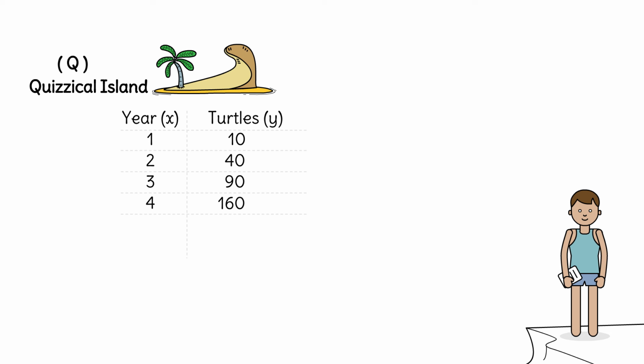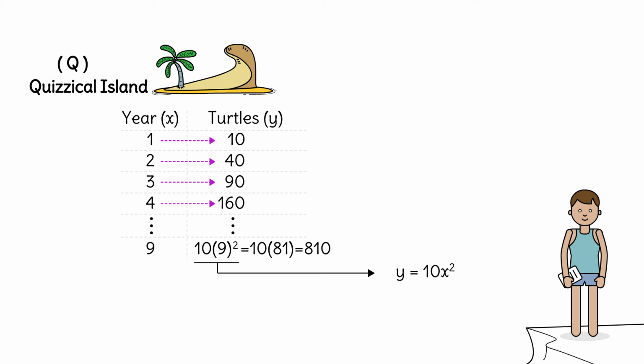Sam missed his data collection on year 0, but on year 1 there were 10 turtles. On year 2 there were 40, and on year 3 there were 90. Those numbers are quite quizzical. There seems to be a relationship to the number of the year. Yes, the y values are just 10 times the square of the year. For 9 years, there would be 10 times 81, or 810 turtles. Quizzical. The function is y equals 10x squared.